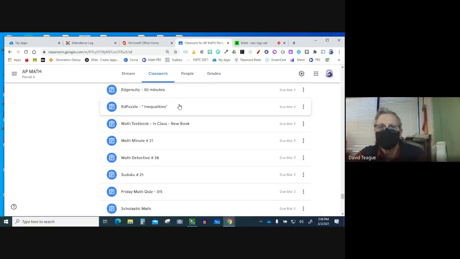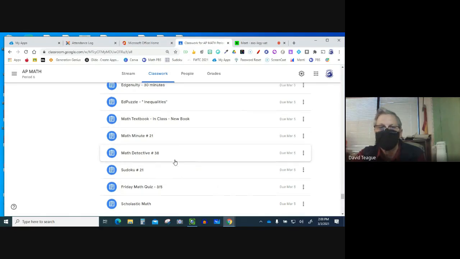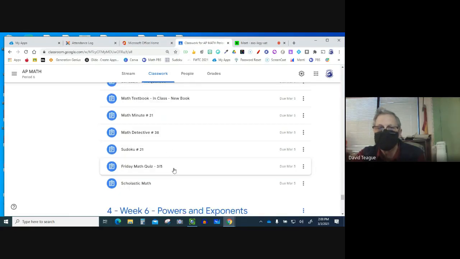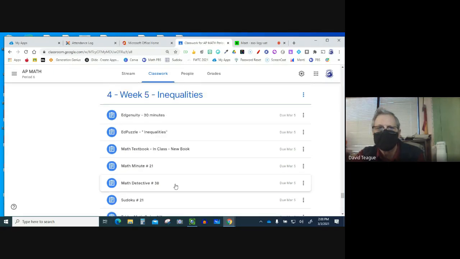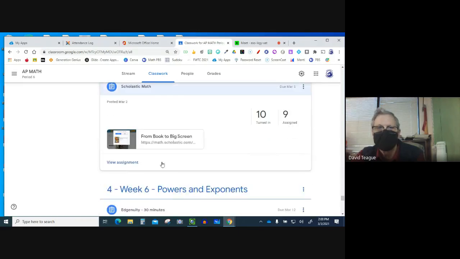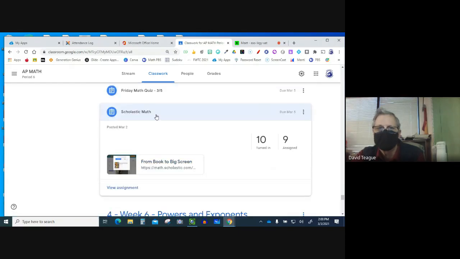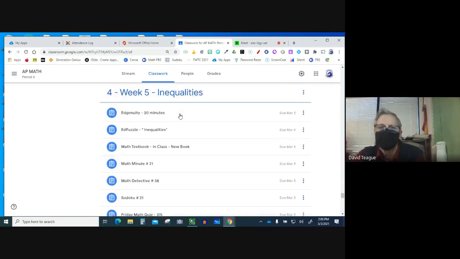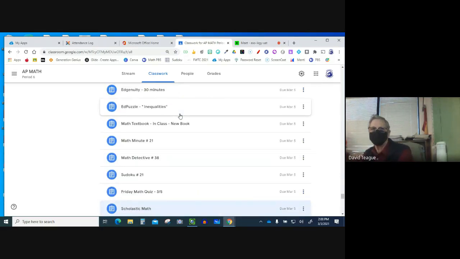And then we have an Ed Puzzle right here. We did this in class. This is in your packet, Math Minute 21, Math Detective. This is extra credit. This is the quiz. And does this work? I think this does. I had another one there that didn't work, but this one does. So there's a Scholastic Math there too. You want to click on that and then sign in as a student and sign in with your Google account. Okay, so you can use the last 15 minutes to do anything on there you need to do, or your packet.